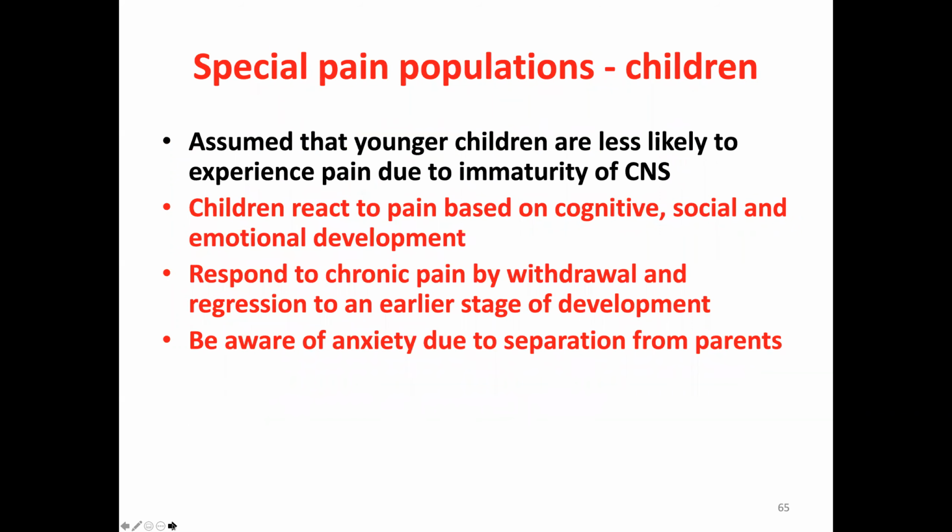In kids, this is another, kids act differently to pain. A lot of people used to think children were not as susceptible to pain because their central nervous system was immature. But what we see is they pick up on cues. We find that a lot of times children will, depending on their cognitive development, social development, emotional development, with chronic pain, they tend to withdraw. They tend to regress to almost an earlier stage of development.